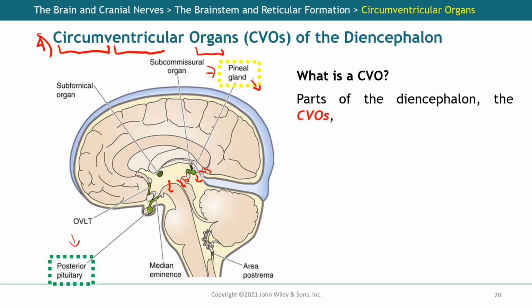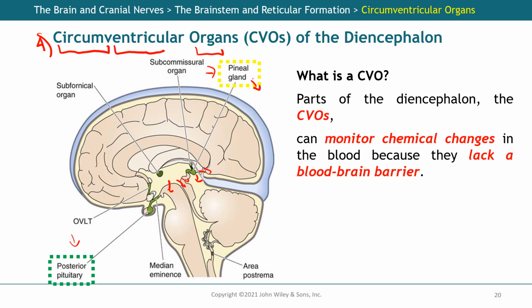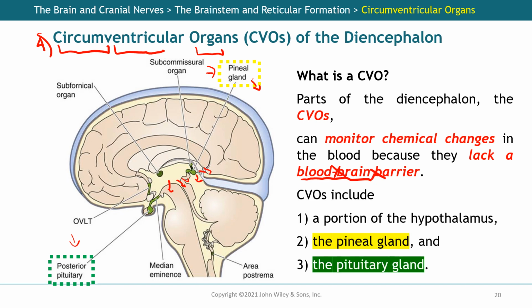So let's recap. I told you what a CVO is. Circumventricular organs are a part of the diencephalon with the particularity that they are able to monitor chemical changes in the blood, because they lack the blood-brain barrier. There are around 7, and we are going to focus here on the pineal gland and the pituitary gland, which are the ones located in this diagram.